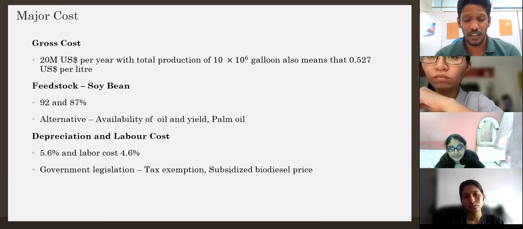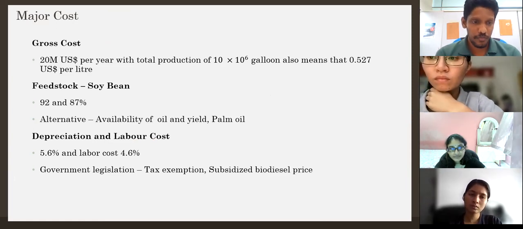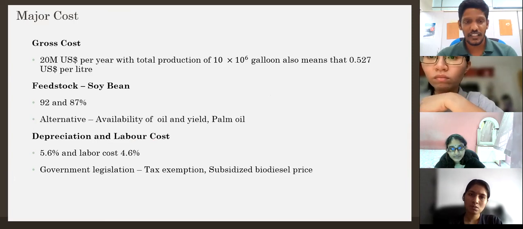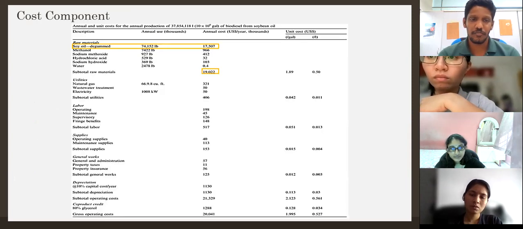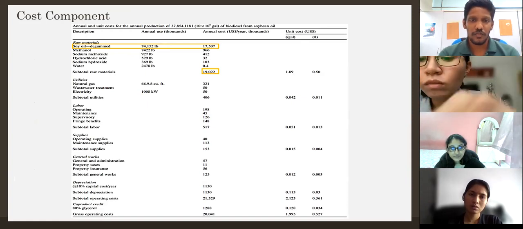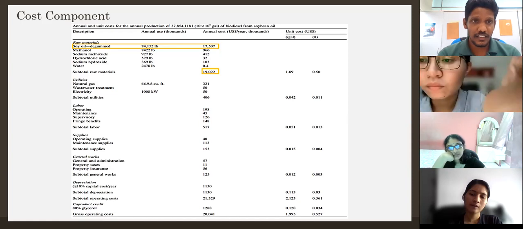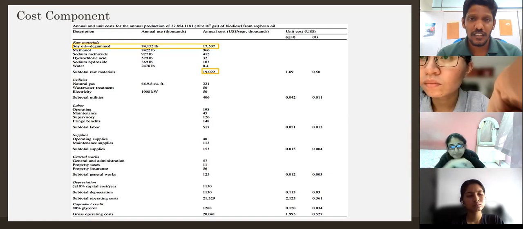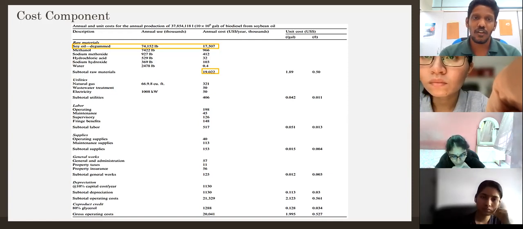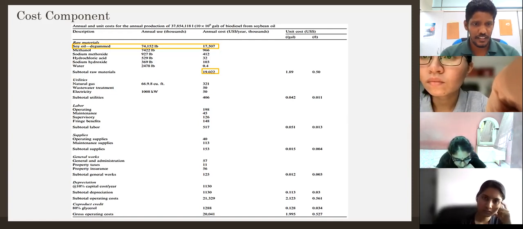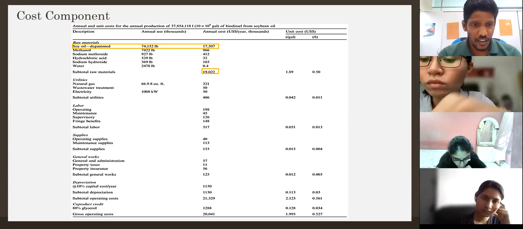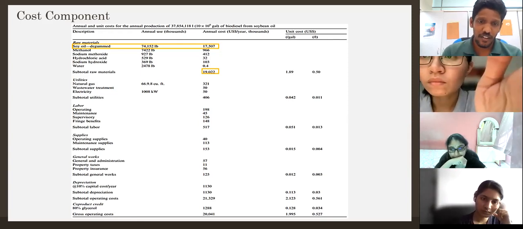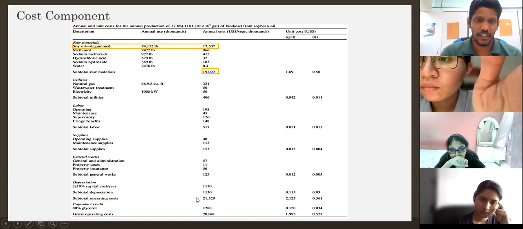Finally, I'll move to the major costs involved in biofuels. From these studies, we finalized that biodiesel is the much more suitable biofuel. From this chart, I'll just highlight the major costs involved. Raw material, $17,507 per year, and the depreciation cost, $21,329 per year. Next slide, please.